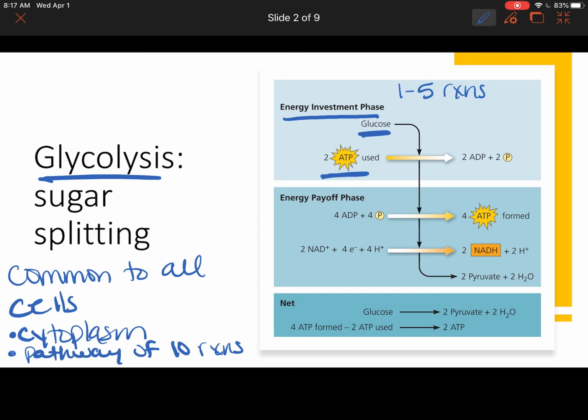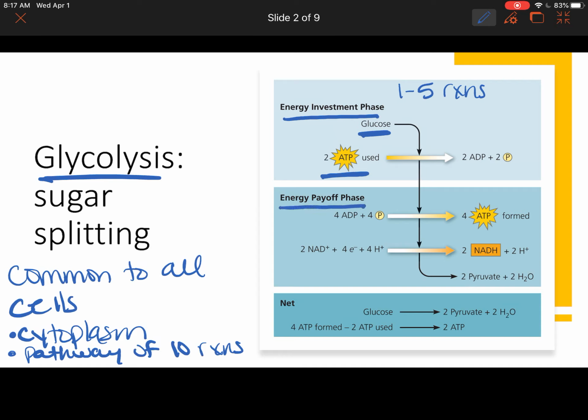Well, I told you in the last video that the end goal of aerobic respiration is getting energy out of glucose and other food molecules to make ATP. So why are we using ATP to start with? We've got to prime the reactions and get them going. We've got to input some energy, and you're going to see that a little bit more later.